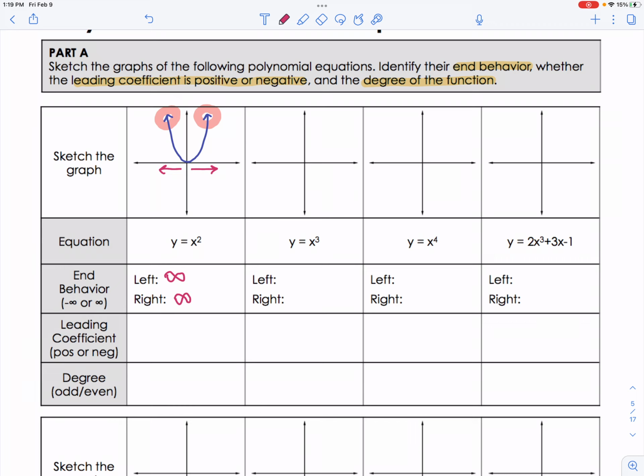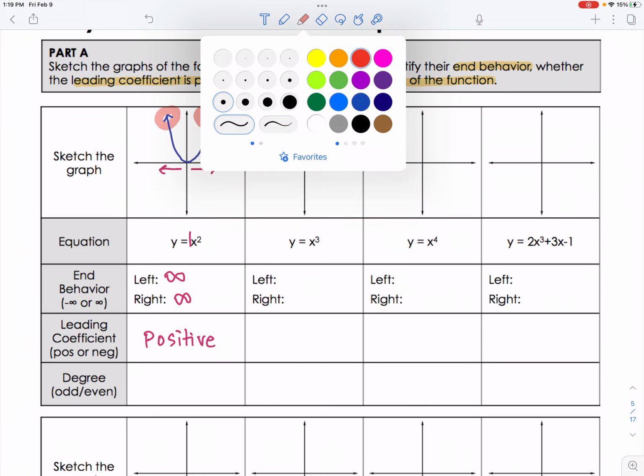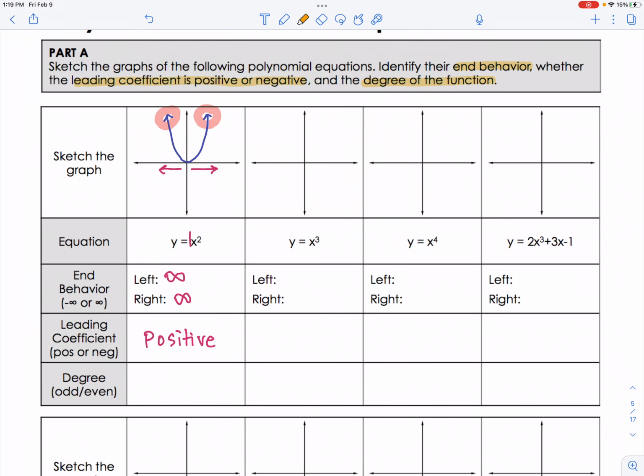Then we look at the leading coefficient. My leading coefficient is a 1. It is positive. The degree of the polynomial comes from the greatest degree of the polynomial. So in this case, it's a 2. That number 2 is even, right? So the degree is 2, and this is an even number.